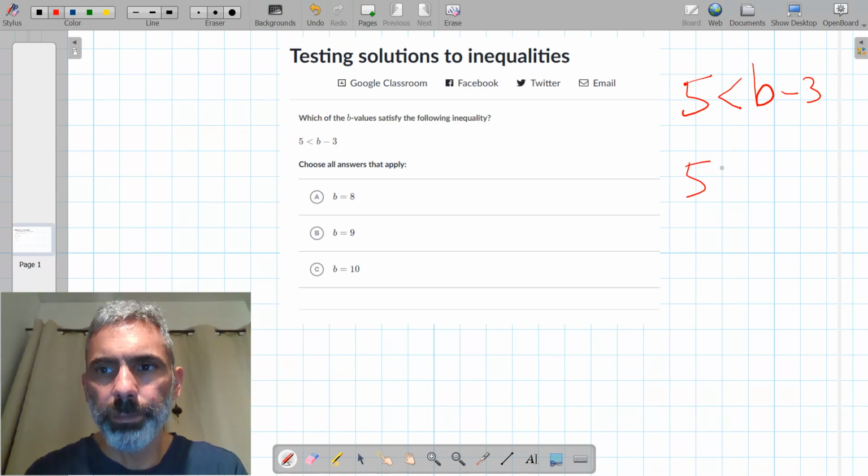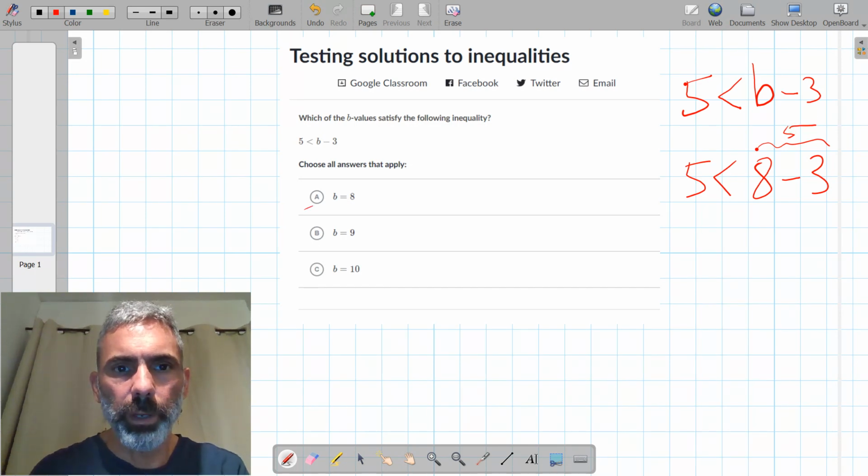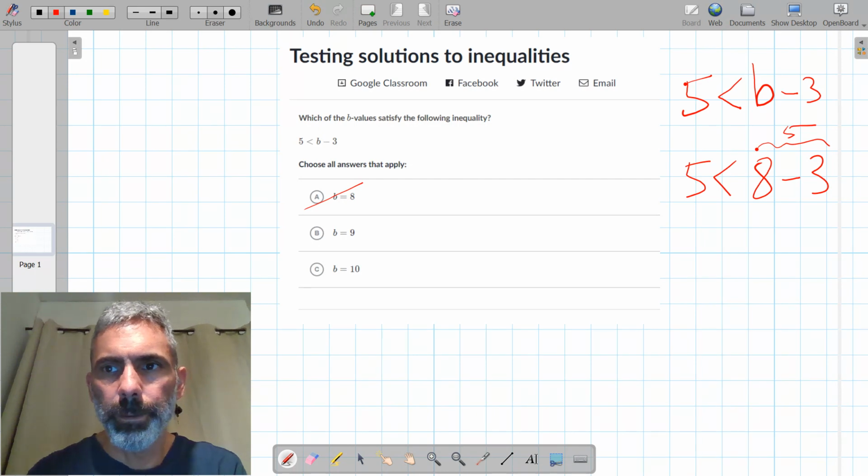Option A says b is 8. 5 is less than 8 minus 3. 8 minus 3 is 5. 5 is not less than 5. 5 is equal to 5, so A is not correct.